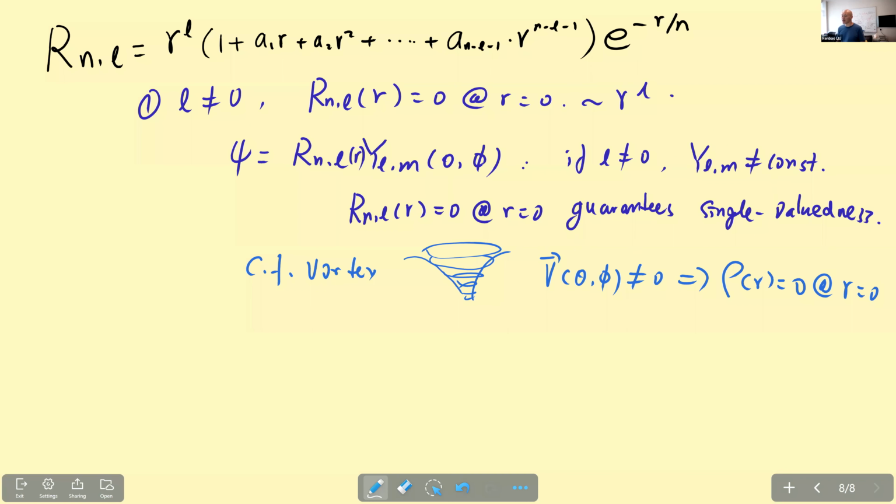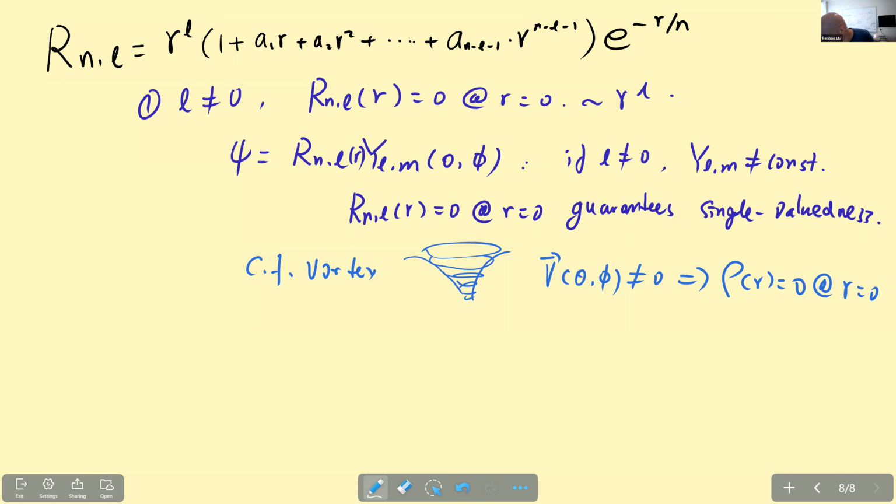And actually you can see that if you have larger L, that means the spherical harmonic is more oscillating around the angles, and this radial part must go to 0 faster. So it's a higher order zero, so that this wave function is better behaved. Right. So that's one thing you need to pay attention to.